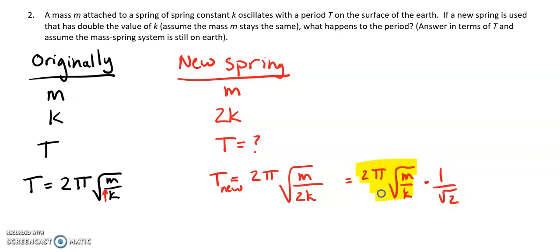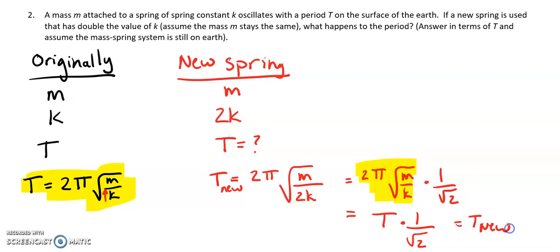So this whole term right here is just whatever T was originally. So we know this whole thing is just decreasing by a factor of square root of 2. So the new period, I'll call it T new, is just going to be T times 1 over square root of 2. Boom.